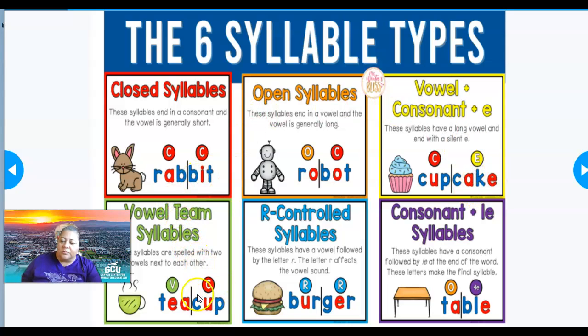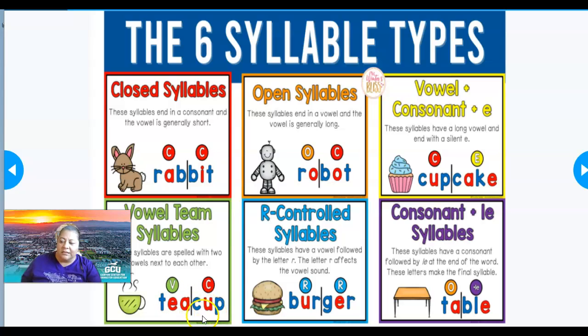Vowel team syllables: two vowels together, one vowel does the talking, the other one does the walking. Or a vowel digraph, that's another name for it. We have EA, which is going to make that long E sound, so that's tea. And then your second syllable is closed, so it makes the short sound.